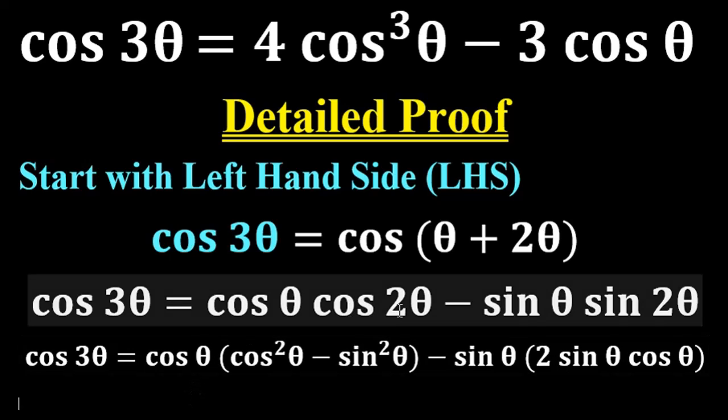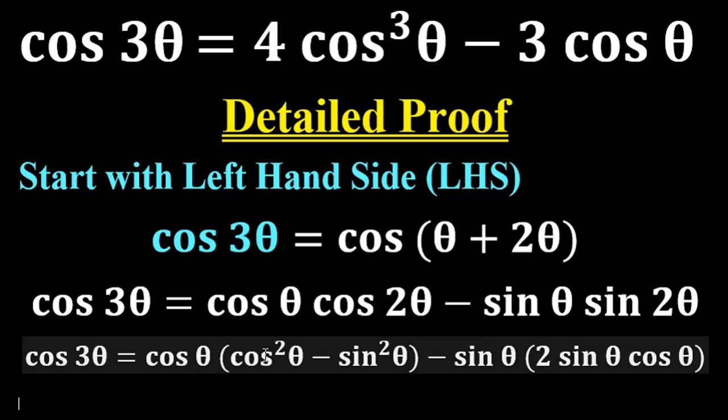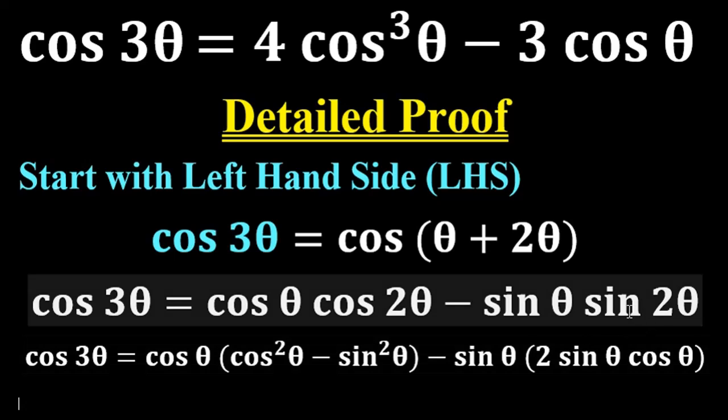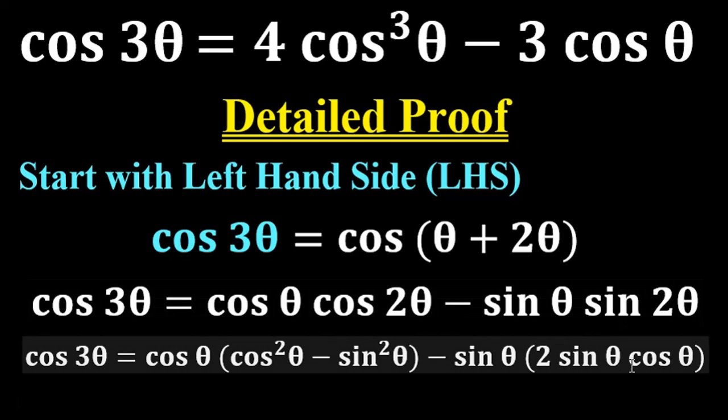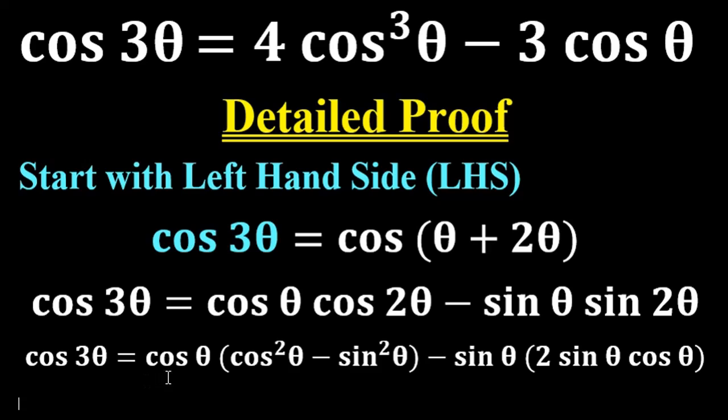Now this cosine 2 theta is a double angle identity and this sine 2 theta is a double angle identity. One of the double angle identities for cosine 2 theta is cosine squared theta minus sine squared theta. And the double angle identity for sine 2 theta is 2 sine theta cosine theta. Therefore, this is equal to cosine theta times cosine squared theta minus sine squared theta minus sine theta times 2 sine theta cosine theta.